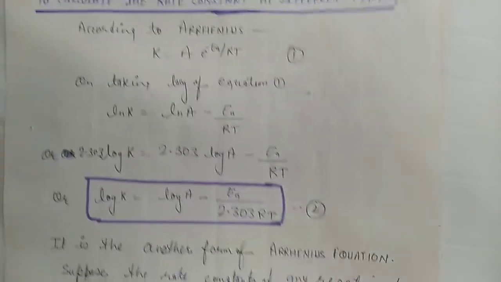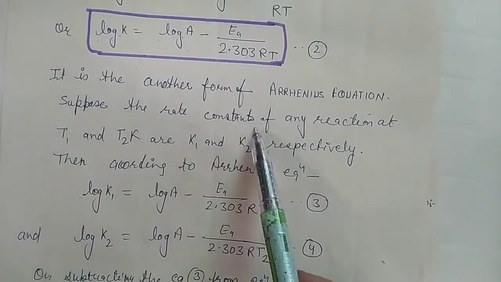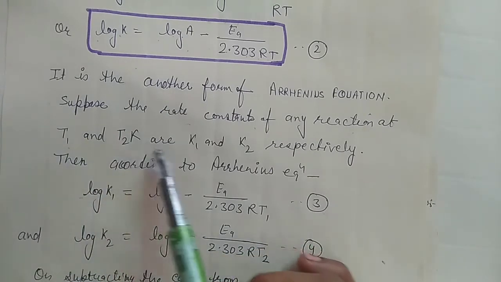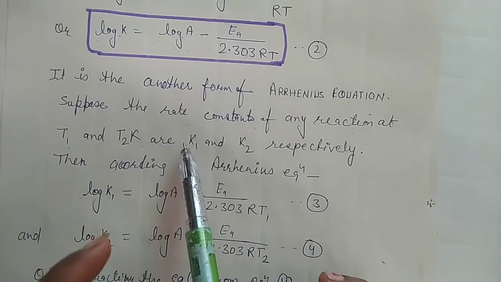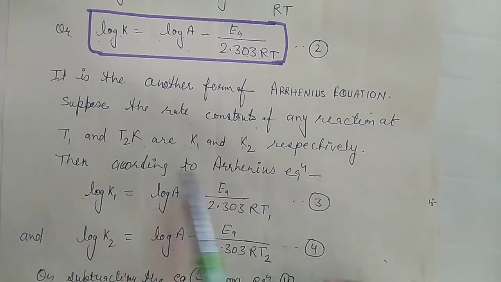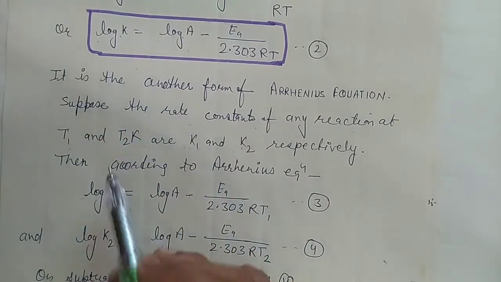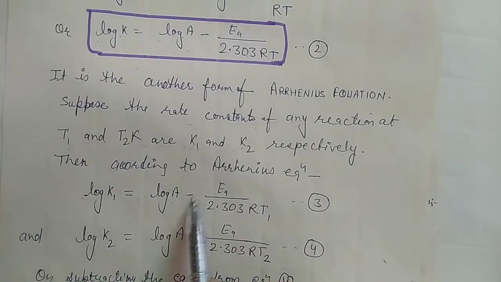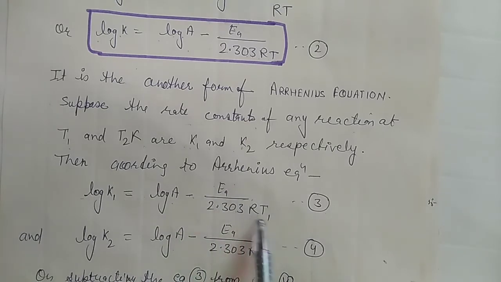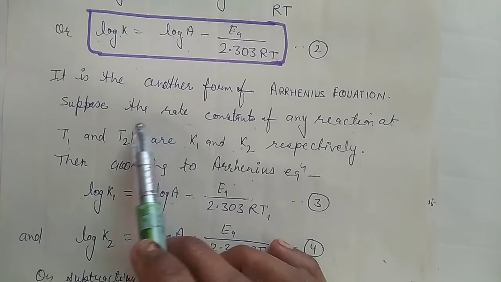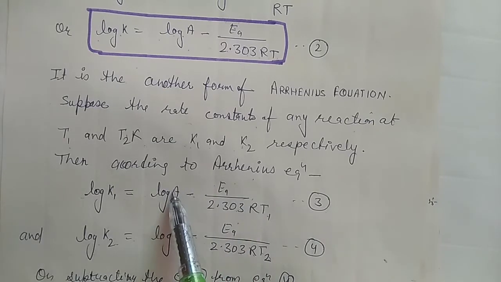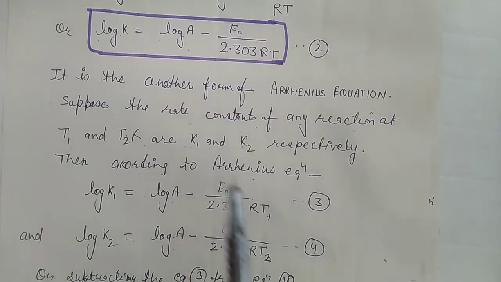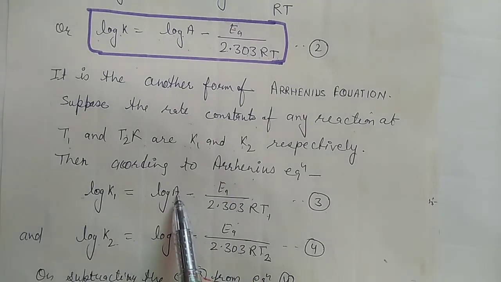Okay, now assume that the rate constants of any reaction at T1 and T2 Kelvin temperatures are K1 and K2. Reaction is same but temperature is different, so the rate constants are also different. So according to the Arrhenius equation, first condition, log K1 is equal to log A minus EA upon 2.303 R T1. This is T1. And for T2 temperature, log K2 is equal to log A minus EA upon 2.303 RT2. There is no A1 or A2 because the reaction is same. For the same reaction, the value of A will remain constant.